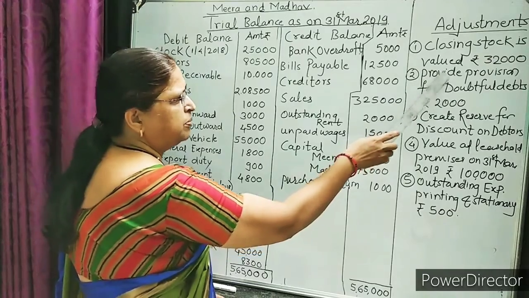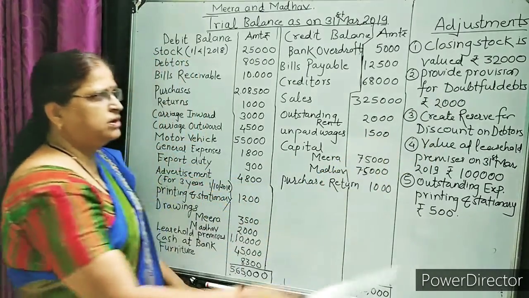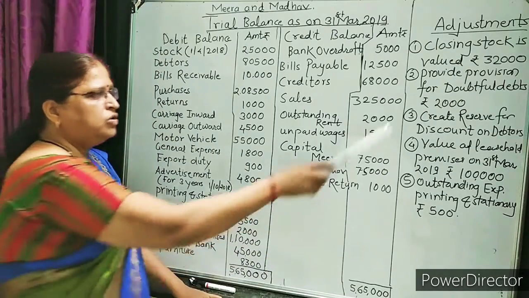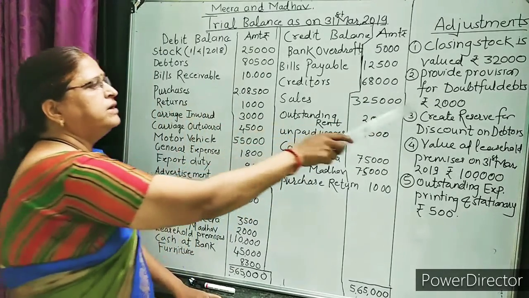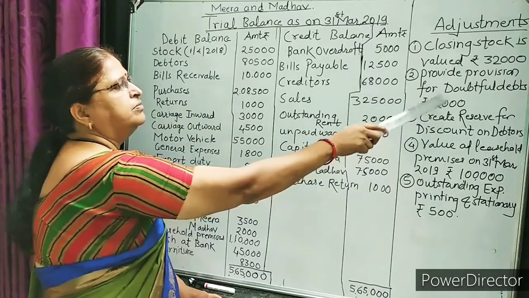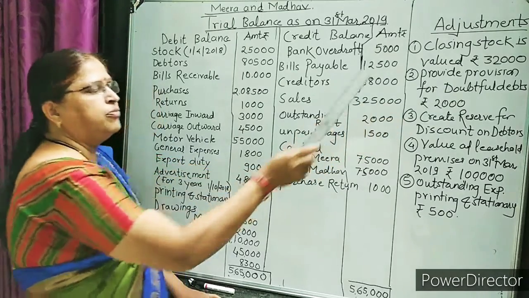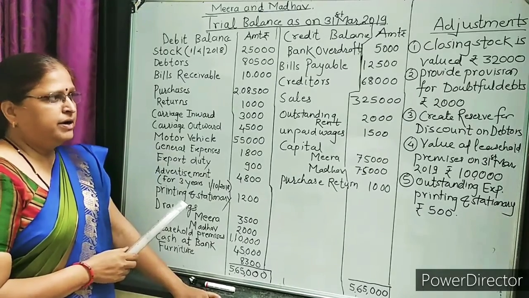Second adjustment, provide provision for doubtful debts rupees 2,000. We have to provide the provision for doubtful debts. Again, two effects you have to give. From the debtors, we have to deduct this 2,000 because it has made the provision for doubtful debts, and second effect we have to give to the profit and loss account debit side.